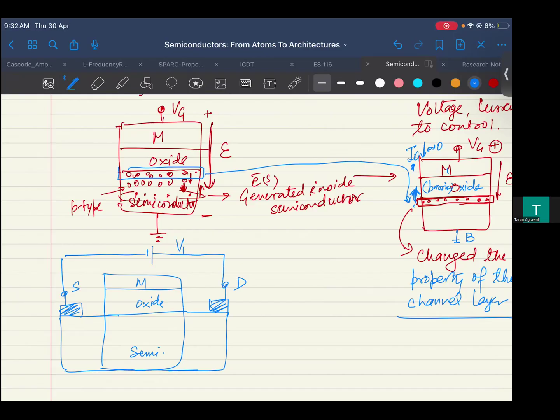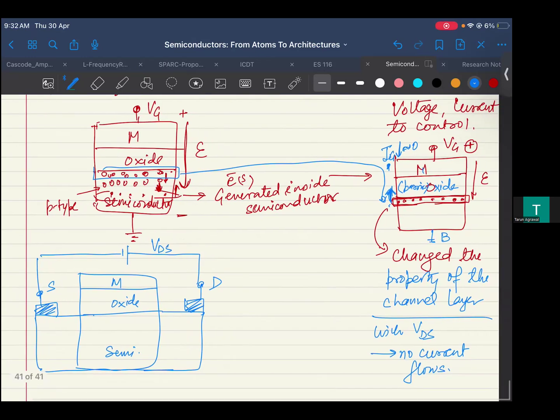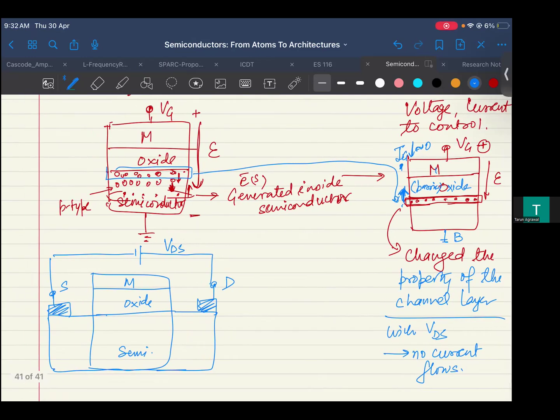So when I apply this bias, then only the current will flow. If this bias is not applied, even if you have changed the property of that region, without VDS, no current flows. No current means no drain to source current, because the drain and source biases are not there, right? And the gate terminal, we already saw that it's blocked by the dielectric.